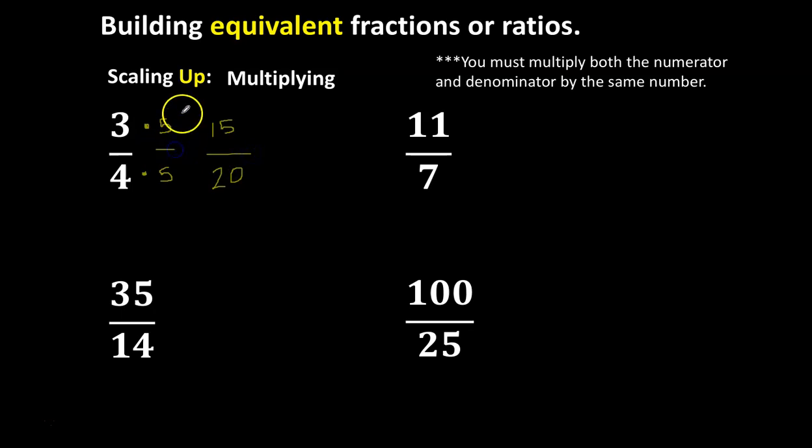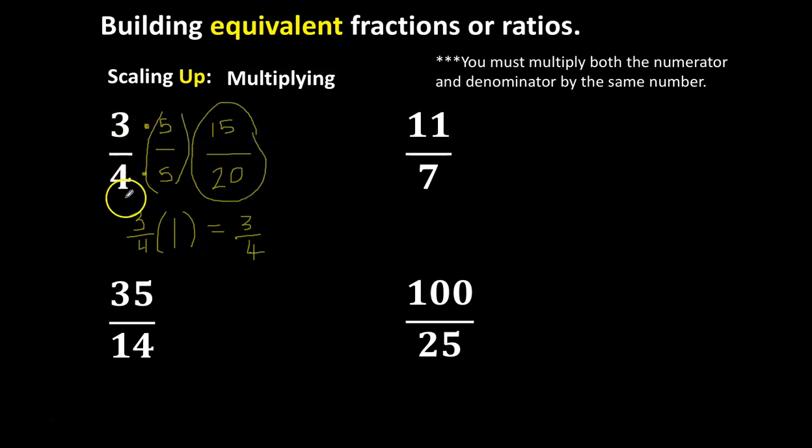Now the reason why we talked so much about a number divided by itself equaling 1 is so that you can see that if you multiply something by 1, you're not really changing it. 3/4 multiplied by 1 is still 3/4. However, you're just changing how it looks. So 15 over 20 looks different than 3/4, but these are equivalent fractions. So this is a method for building an equivalent fraction. So 15/20 is equivalent to 3/4.